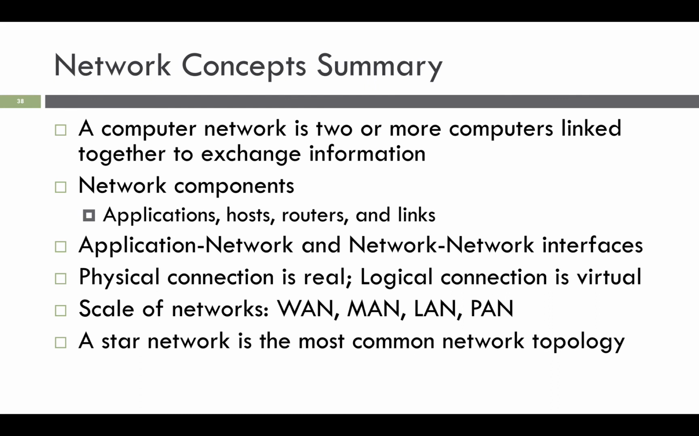Networks span various sizes based on the geographical need. A WAN is a countrywide network. A MAN is a citywide network. A LAN is a building-wide network. And a PAN is a network in the immediate vicinity of the devices. Except for PAN, most networks use a star topology where devices connect to the central router.